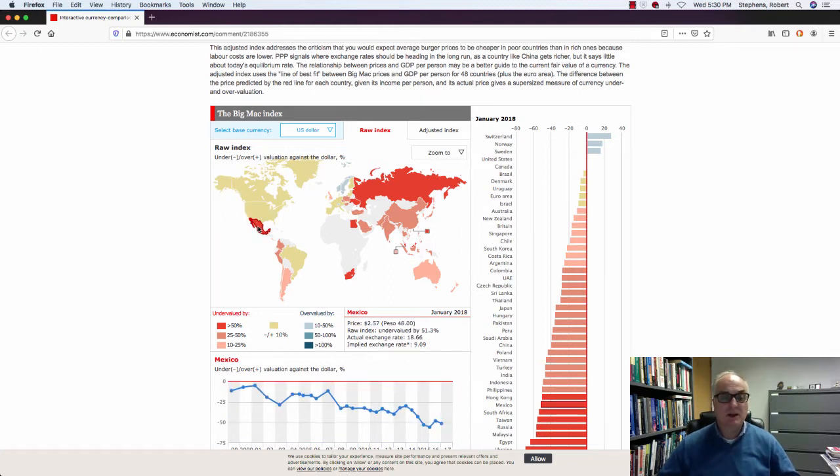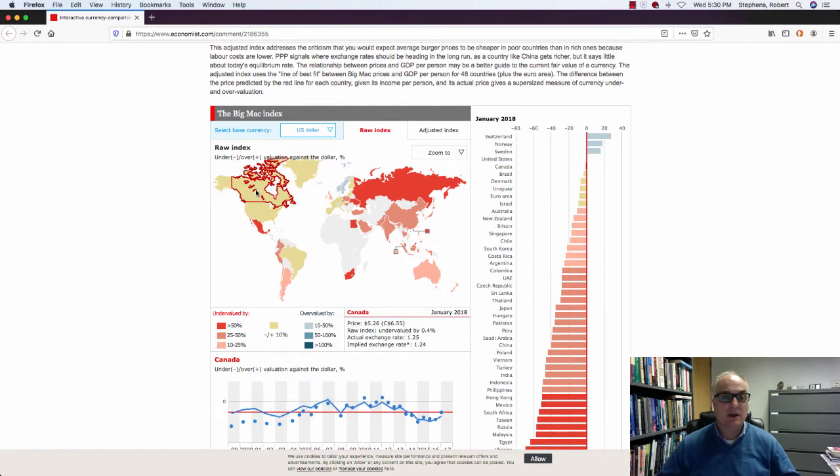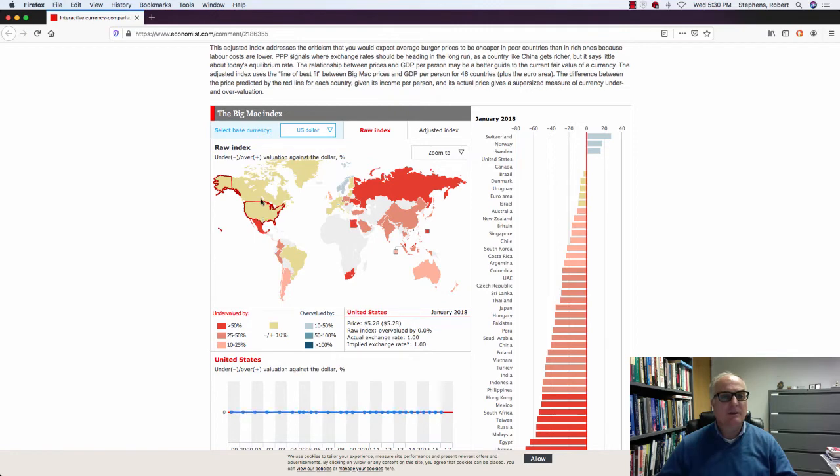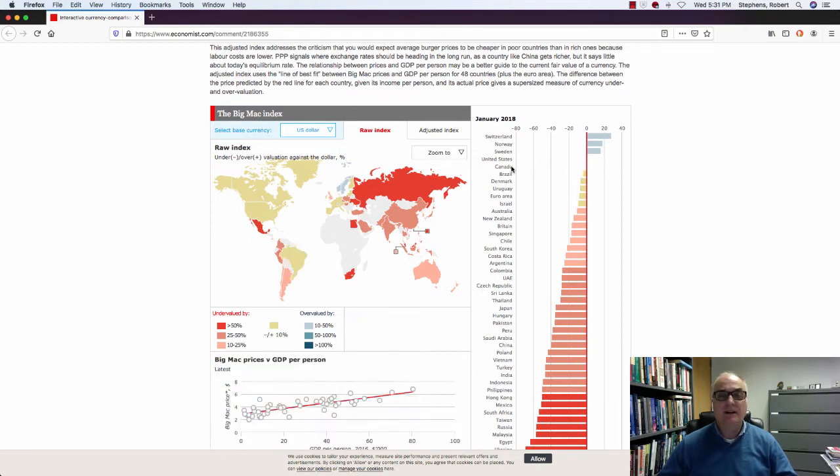So for example, in Mexico, it's much less. $2.57 is the average cost of a Big Mac in Mexico. In Canada, $5.26. Now this is when you convert the average price in Canadian dollars, which is $6.55, by the exchange rate, you get $5.26 in Canada, $5.28 in the US, and $2.57 in Mexico. So you can see there's a big difference between Canada, the US, and Mexico. Canada and the US are almost the same, and the Canadian currency is slightly undervalued relative to the US dollar.